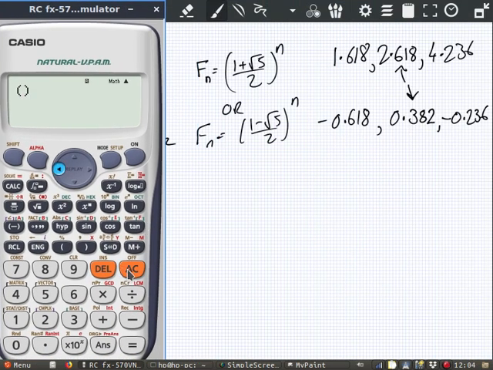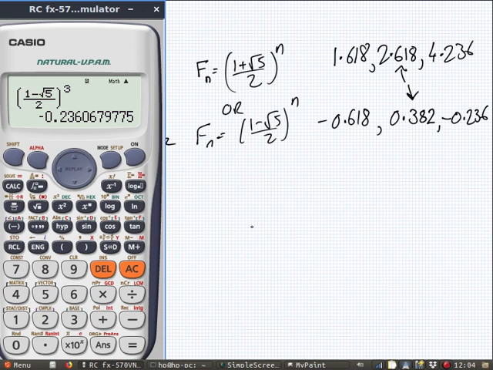Goodness sake. Do it myself. Right. 1 plus root 5 over 2, power 1. First one, correct. Second one, correct. Okay, good. Third one, correct. Good. And now the next three. First one, correct. Second one, correct. Good. Third one, correct. Okay, good. No. For some reason, I just didn't believe the class, that's all.